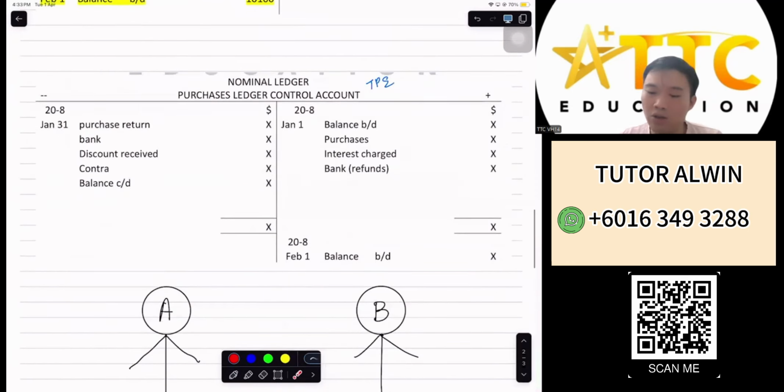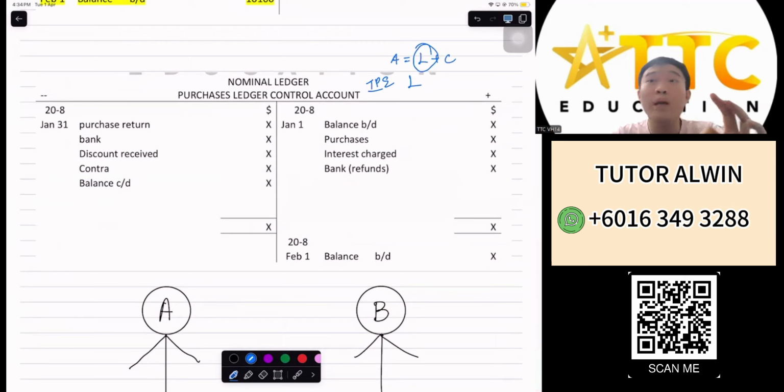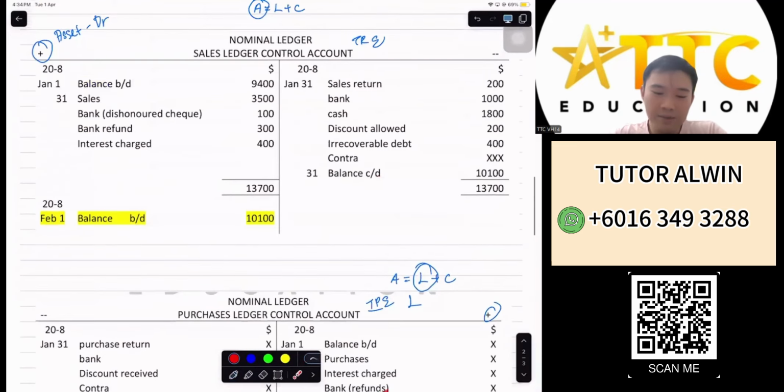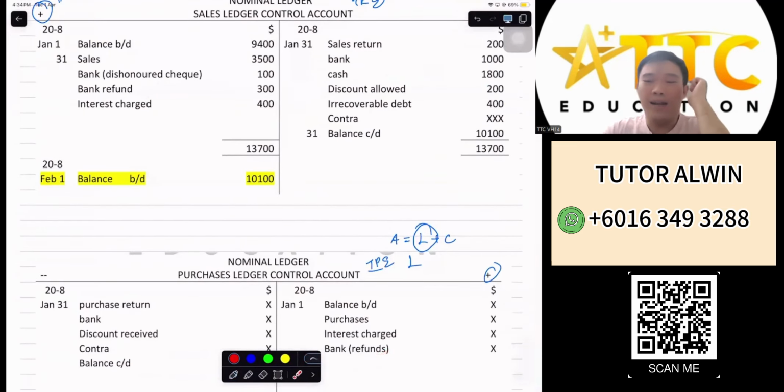Okay, now the purchase ledger control account, the same thing. The purchase ledger will be our trade payables. Trade payables is our liability. Asset equals liability plus capital. So the liability will always have a credit balance. So anything that increases our debt to them, we owe our supplier more, we credit them with all these purchases, interest charges. Once we return things, we pay our debt, we will debit it. And we also get discounts. Okay, the refunds, you just think of that story over here.